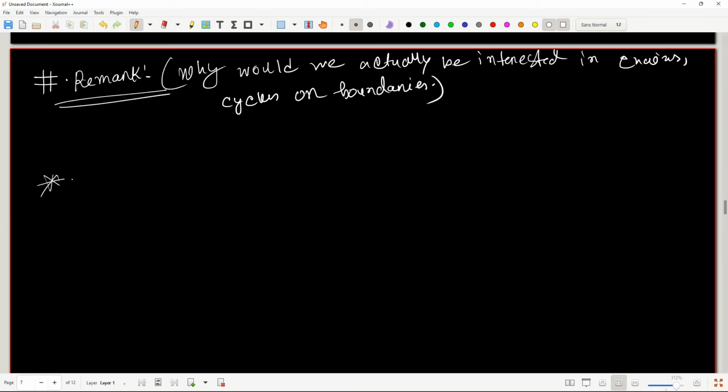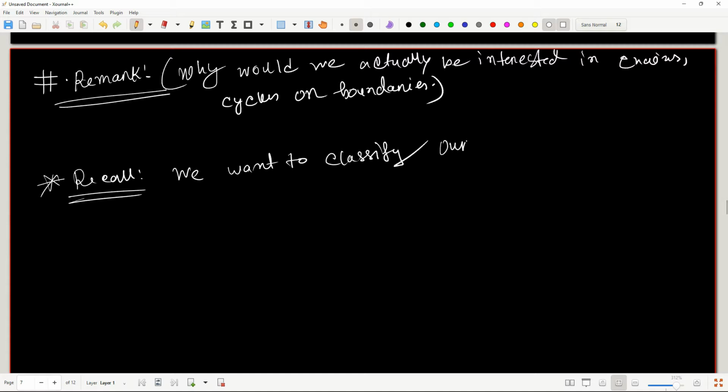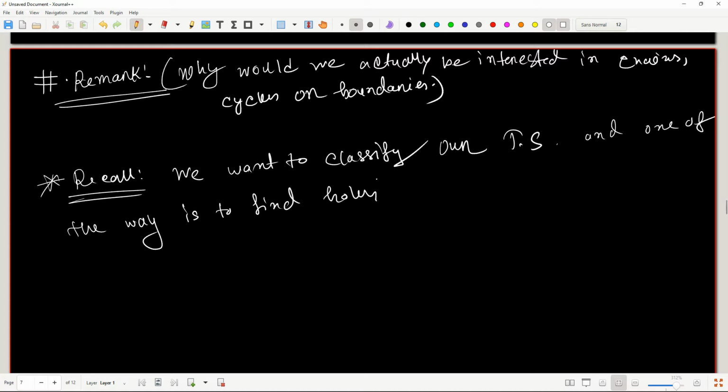So recall, we want to find holes. We want to classify our topological spaces. I'm denoting it with TS, and one of the ways is to find holes inside it. Okay, so this was the motivation, and now we developed some mathematical tools.